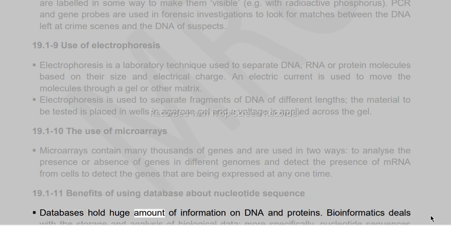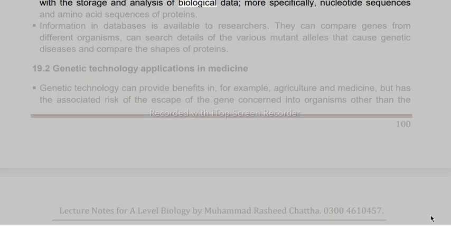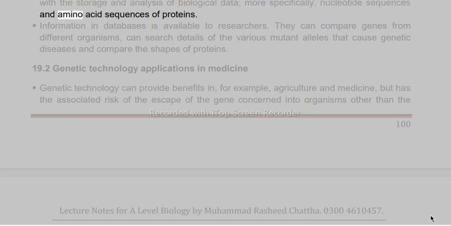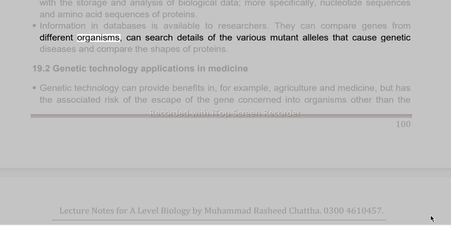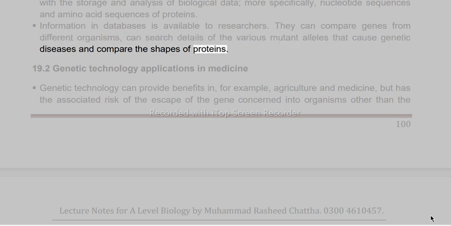Databases hold huge amounts of information on DNA and proteins. Bioinformatics deals with the storage and analysis of biological data, more specifically, nucleotide sequences and amino acid sequences of proteins. Information in databases is available to researchers. They can compare genes from different organisms, can search details of the various mutant alleles that cause genetic diseases, and compare the shapes of proteins.